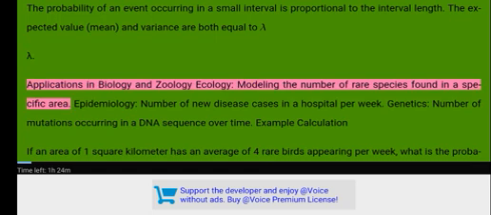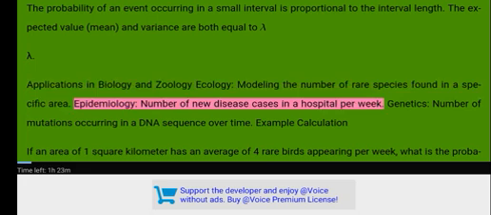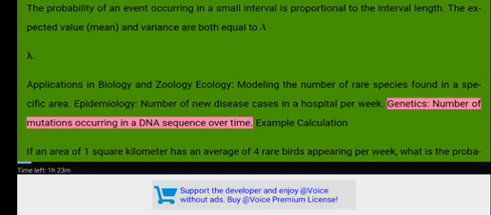Applications in biology and zoology. Ecology: modeling the number of rare species found in a specific area. Epidemiology: number of new disease cases in a hospital per week. Genetics: number of mutations occurring in a DNA sequence over time.